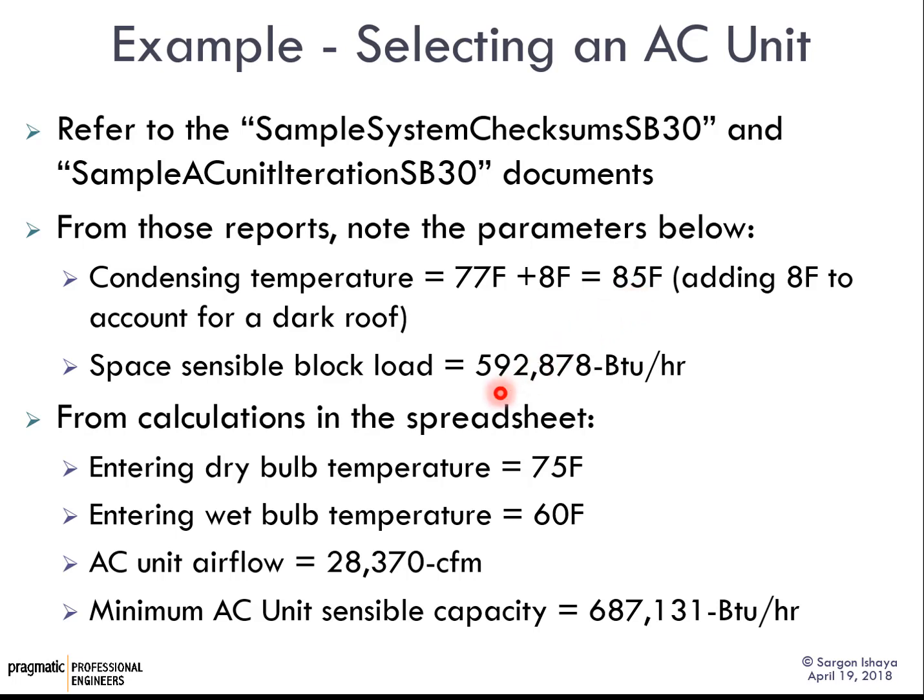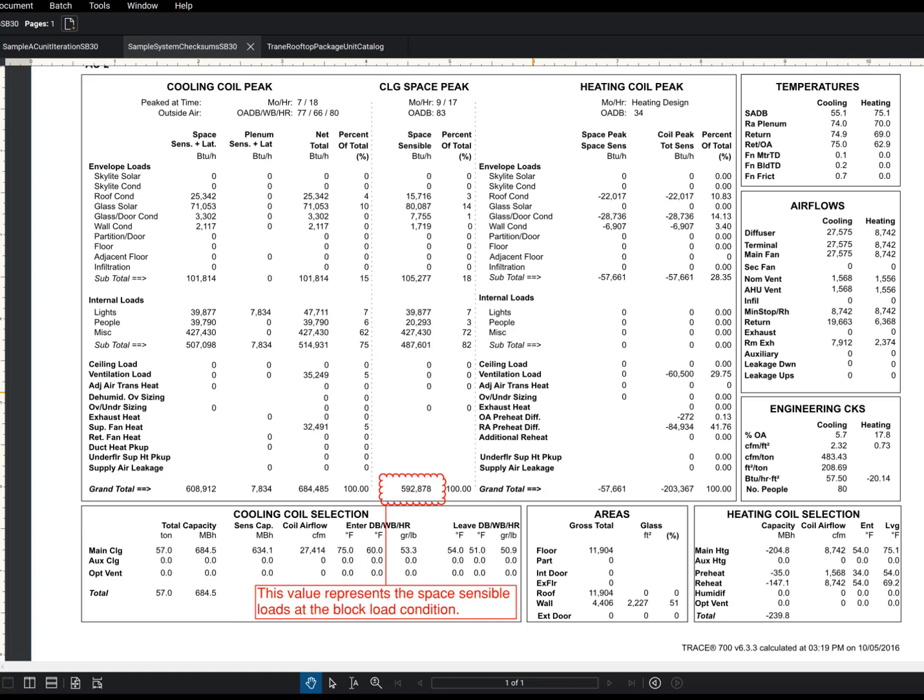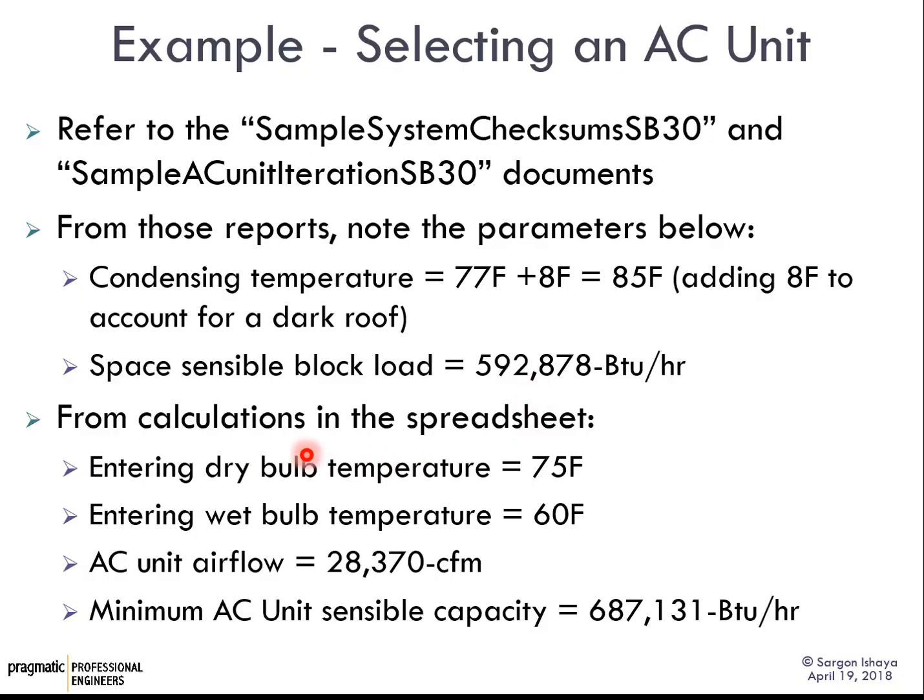And again, from that system checksums report, you'll see that the space load is 592,000 BTUs per hour, or close to that anyway, and that's from right here where I've clouded in red. And then from the calculations in the spreadsheet, using an entering dry bulb temperature of 75 and an entering wet bulb temperature of 60, I get an AC unit airflow of 28,730.